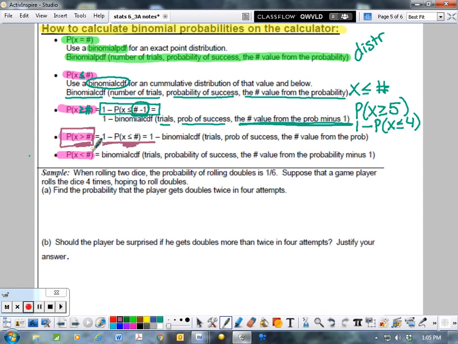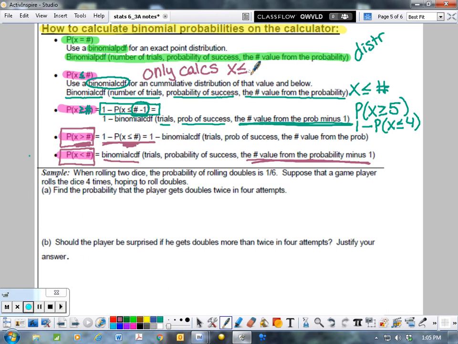And if I want to calculate the probability that x is less than the number, then I'm going to do a binomial CDF, and I'm going to drop down 1. Because this is already less than, and remember our binomial CDF calculates less than or equal to, if I only want less than, not the equal to part, I have to drop down a number. And since these are all whole numbers, it's okay to just drop down one whole number.